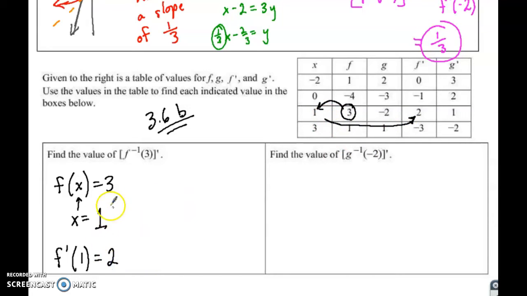And so by realizing that 1 is what you get for the inverse, so to speak, then this value, let me switch colors, is equal to the reciprocal of this other function. So 1/2 is that final answer.